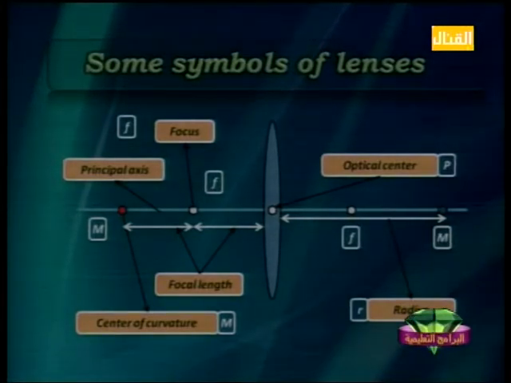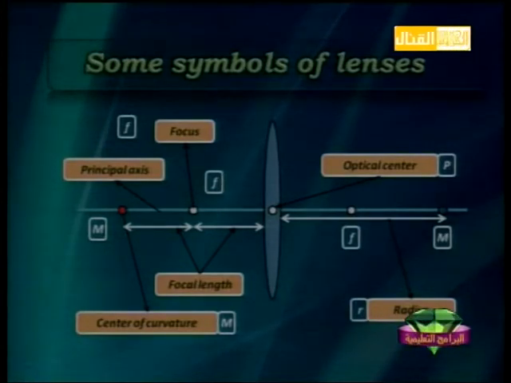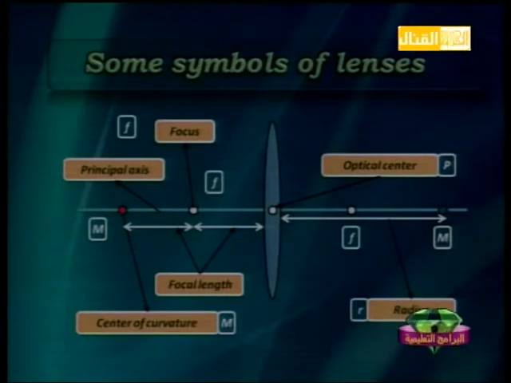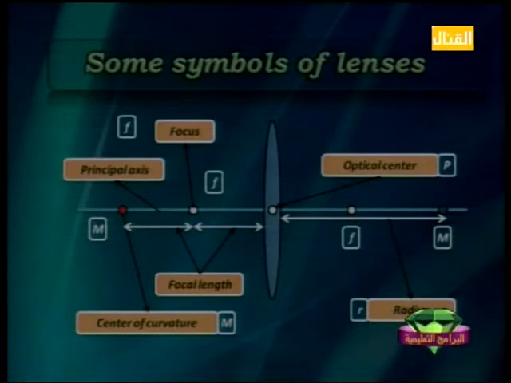So here we have an observation. Note that the radius equals 2 focal lengths. Again, 1 radius equals 2 focal lengths. Why? Because the focal length is the distance between the optical center P and the focus, or the distance between the focus F and the center of curvature. But the radius is the total distance between the optical center and the center of curvature. So this distance is double the focal length.